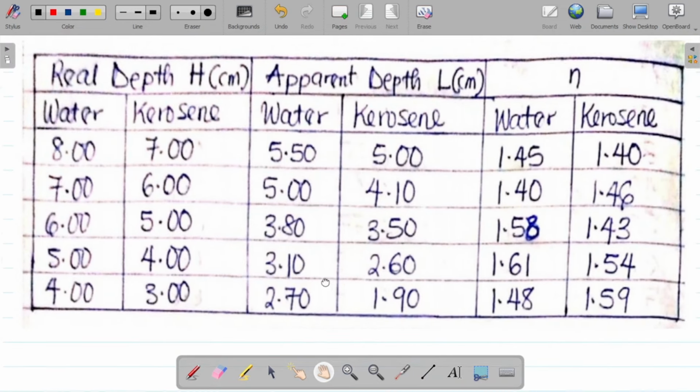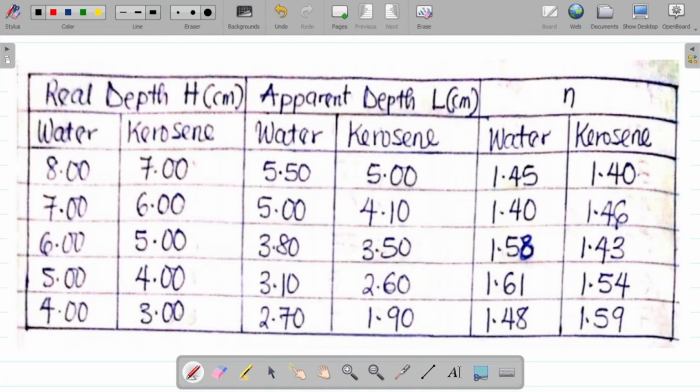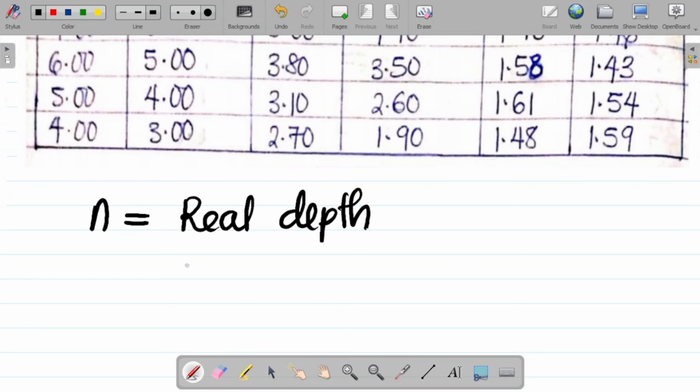All right, so this is your table of values. Most likely, the columns for N of water and N of kerosene will not be given, so you just have to fill them up. And how do you fill them up? Very simple. Note that N is actually called refractive index, and in terms of real depth and apparent depth, N can be expressed as the ratio of real depth to apparent depth. So the formula for N is equal to real depth all over apparent depth.